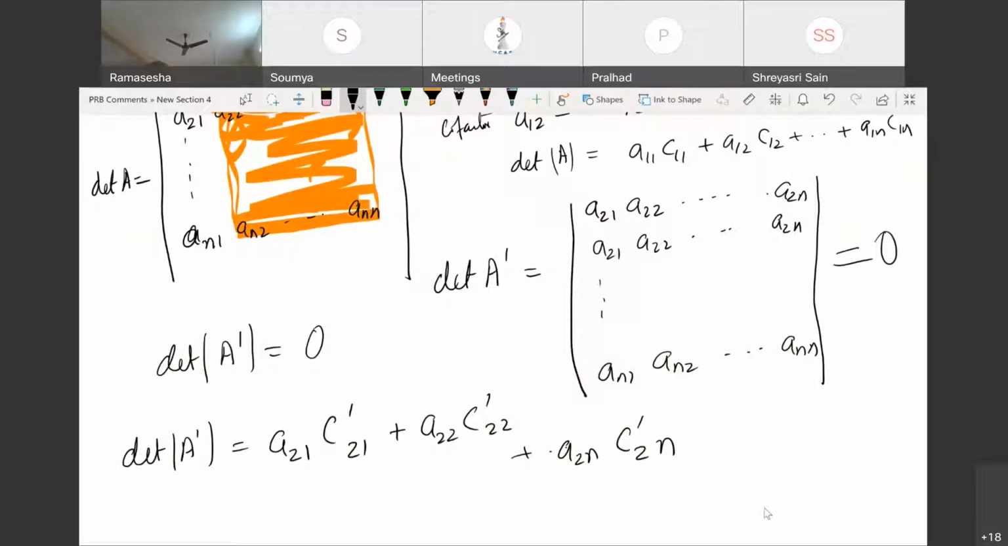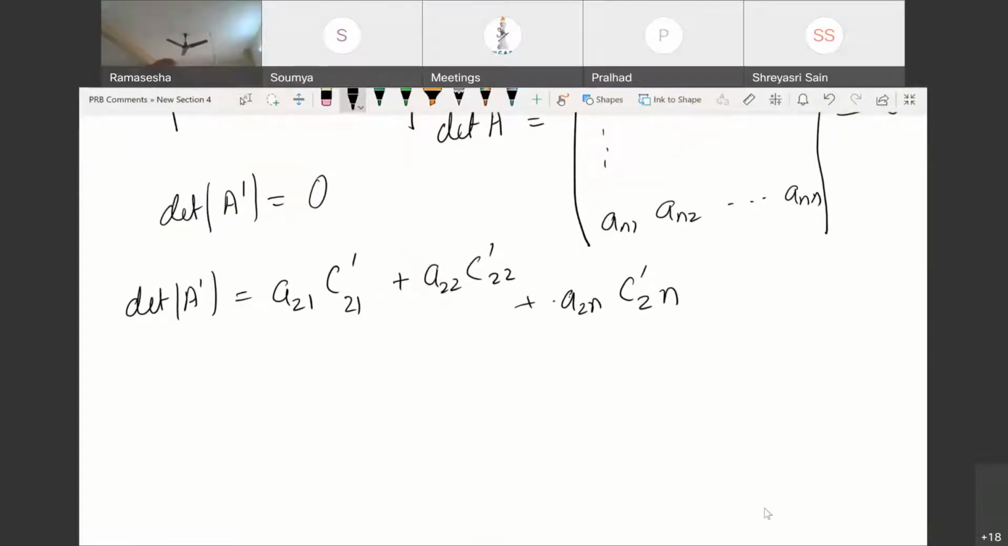A21, A22, and then A2. Okay, right. So when I expand it by the first row, it is A21, A22, etc., and the coefficients are... Let me not jump the step. Okay, and what is C prime 21? C prime 21. Oh, I don't know what happened.